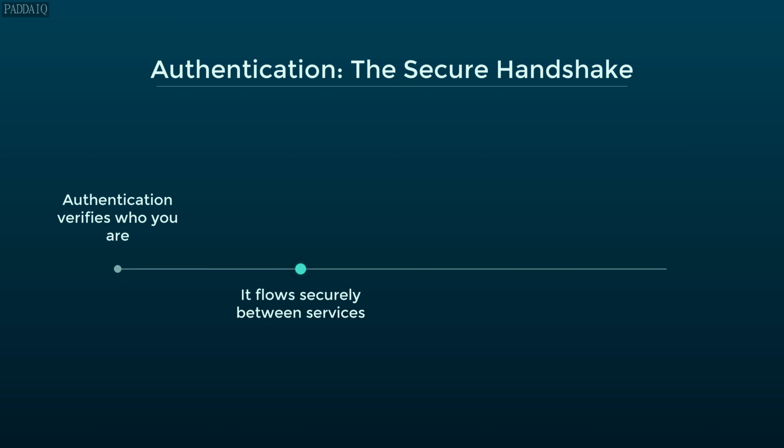It flows securely between services. This means authentication data moves safely between cloud applications without interception. For example, when an SAP app accesses user data from another service, credentials transmit through encrypted channels. This ensures your digital handshake remains private and tamper-proof throughout the process.